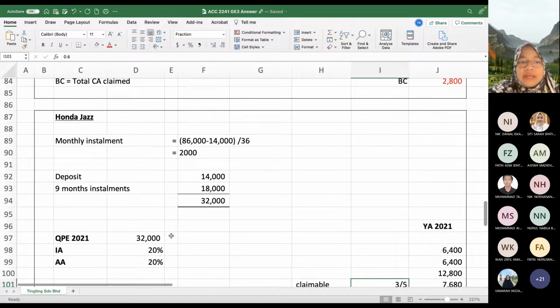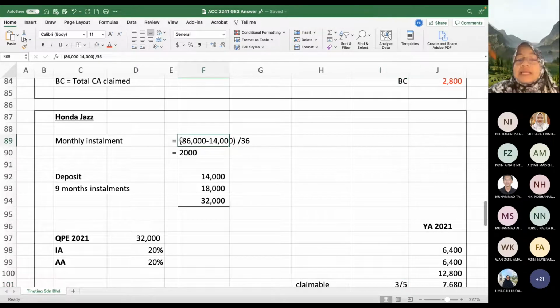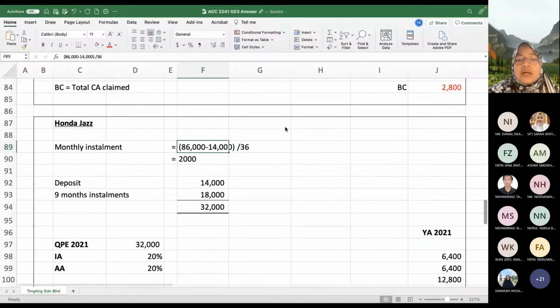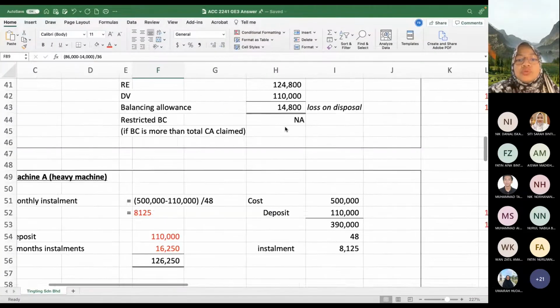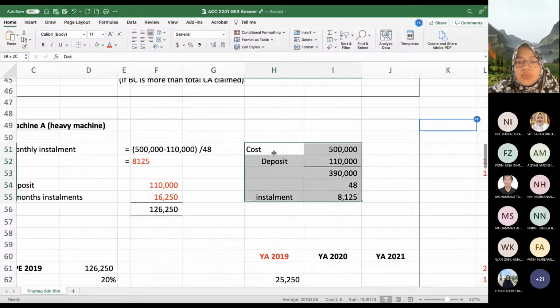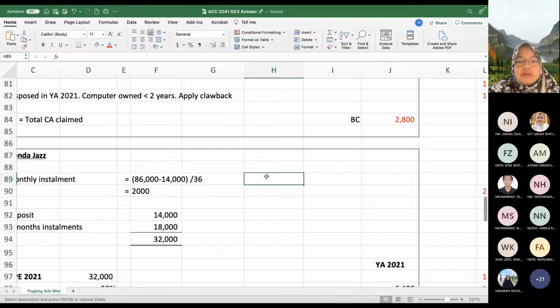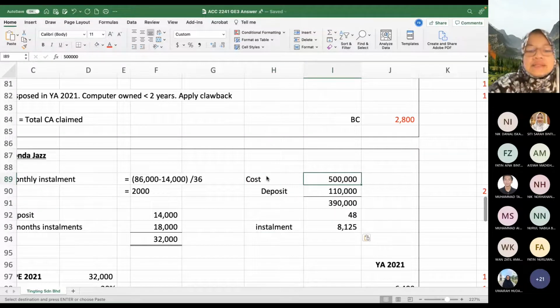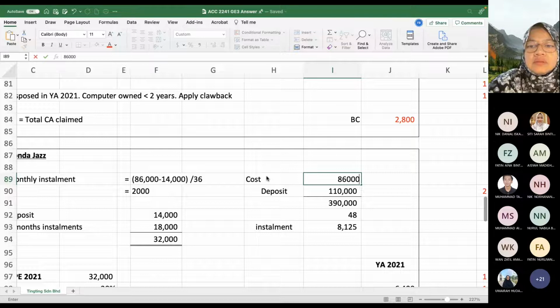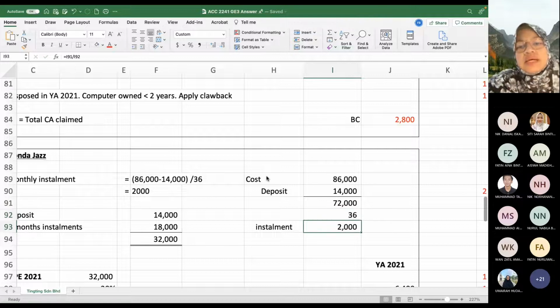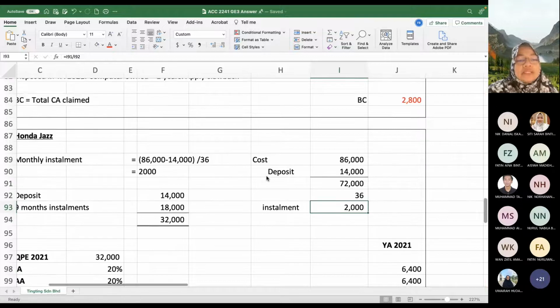So for the Honda Jazz, remember that the cost is 86,000. You paid a deposit of 14,000. Again, I would prefer you to show me your workings in such a way. How much is it? 86,000. And you paid a deposit of 14,000. So the balance is 72,000 over 36 months, so you get a 2,000 installment payment.